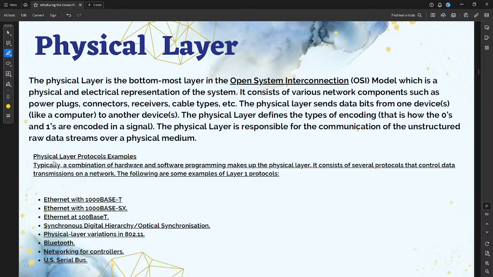Now, the physical layer is the bottommost layer of the OSI model, and it consists of various network components such as power plugs, connectors, receivers, and cable types, different types of connectors or receivers that aid communication of raw data streams over a physical medium. You can see the Ethernet, you can see Bluetooth, and of course the serial bus as well. So all these are at the physical layer. Now I hope you have been able to understand.